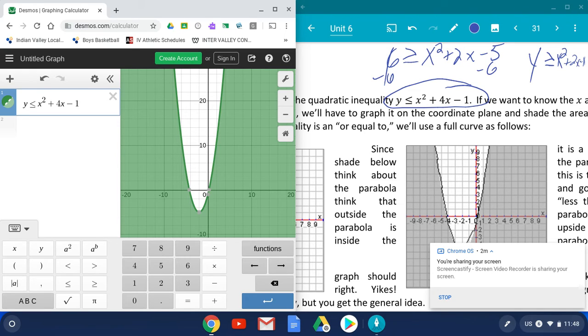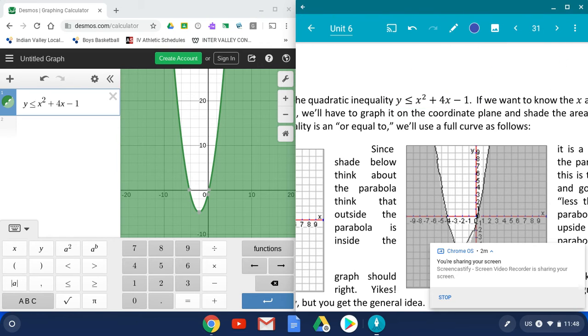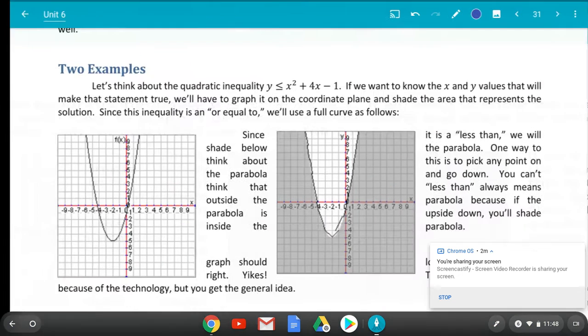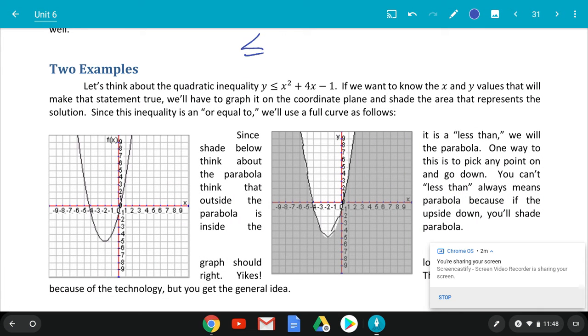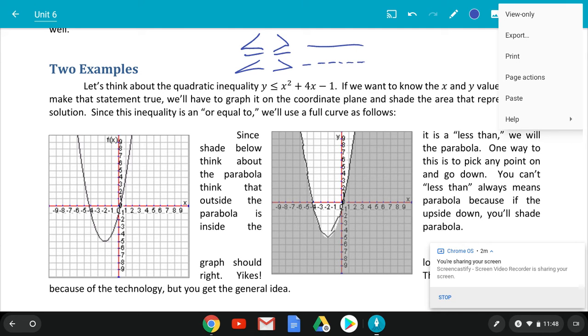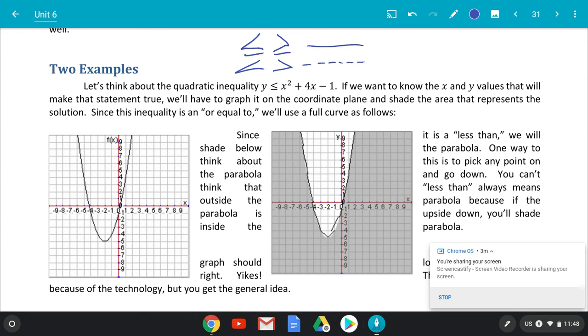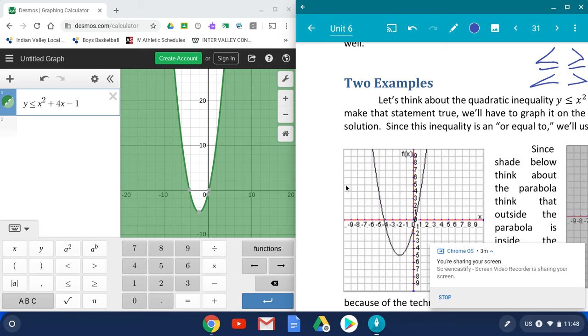Now, some things I want you to notice as you look at this. The line is solid because we have greater than or equal to, less than or equal to. The line is solid. If I just had less than or greater than, the line would be dotted, okay? But this one, since it's less than or equal to, has a solid line. And then, of course, it's shaded.